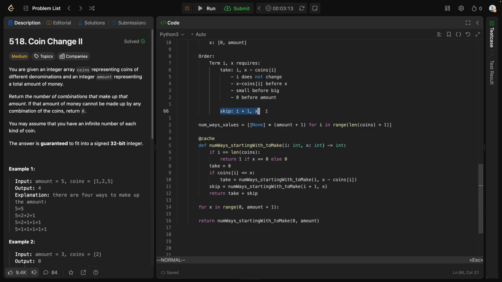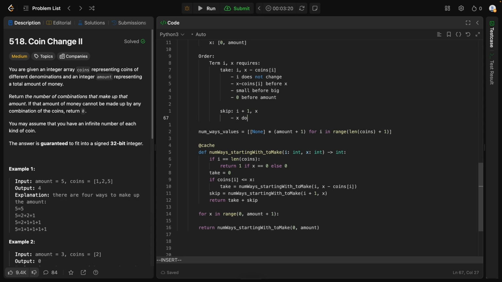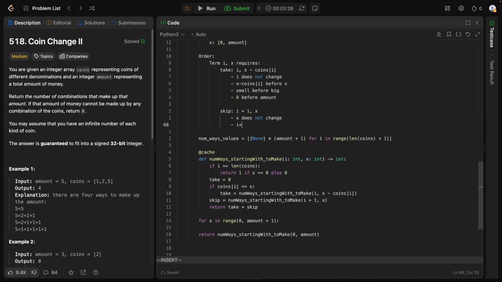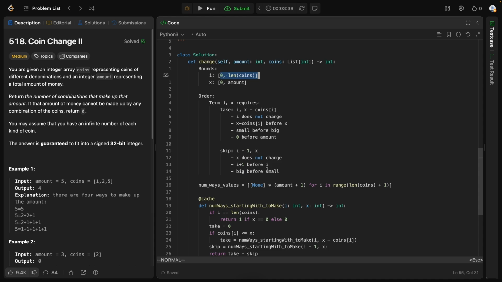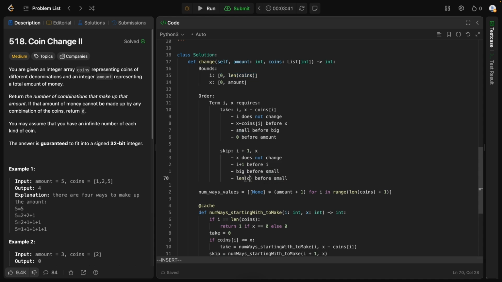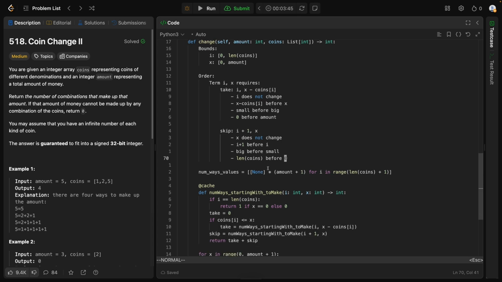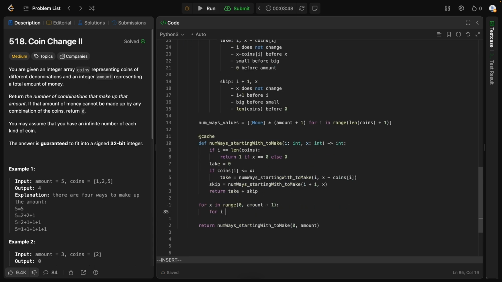Moving on to skip. For i, x to be calculated, I also need i plus 1, x. So since x does not change, i depends on i plus 1. That means I need to calculate i plus 1 before i. i plus 1 is bigger than i, so big before small. So based on the bounds, the biggest value of i is length of coins, and the smallest value of i is 0. So for i in range, starting with the biggest value, length of coins, and ending before negative 1, going in descending order, this is the order I need to calculate the values of my coin index i.